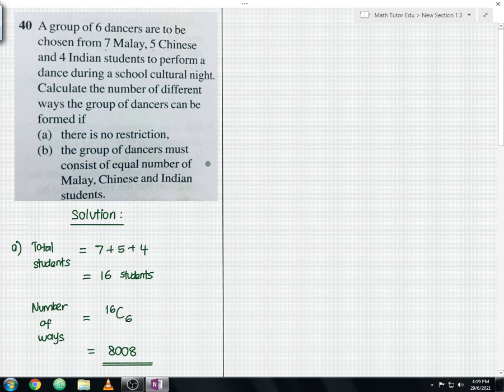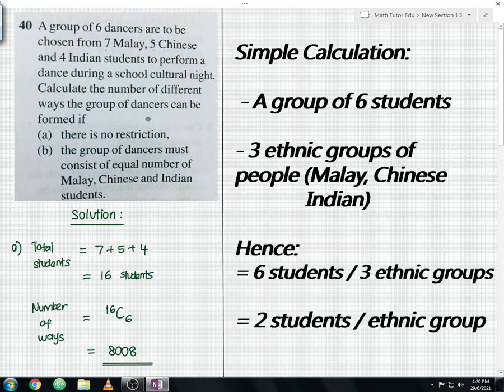However, for part B, there is a restriction imposed, guys, where they mention here that the group of dancers must consist of equal number of Malay, Chinese and Indian students. Since you need to come up with a group of 6 dancers with equal number of Malay, Chinese and Indians, from the 6 dancers you divide by 3, because you have 3 races over here: Malay, Chinese and Indian. So 6 divided by 3, you come up with 2 Malay students, 2 Chinese students and 2 Indian students. I hope you understand the concept over here, guys.